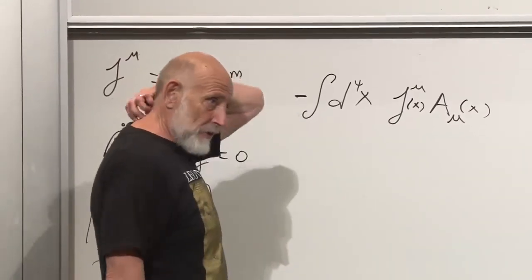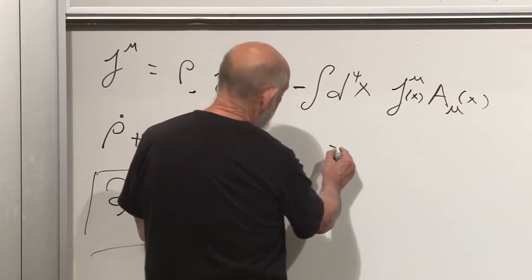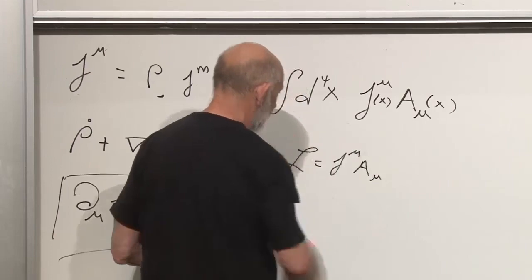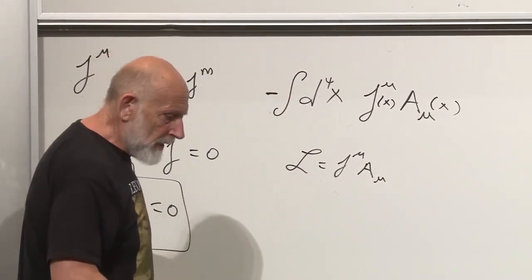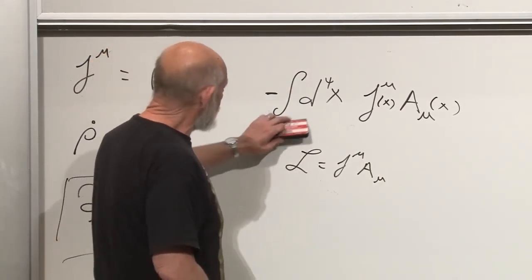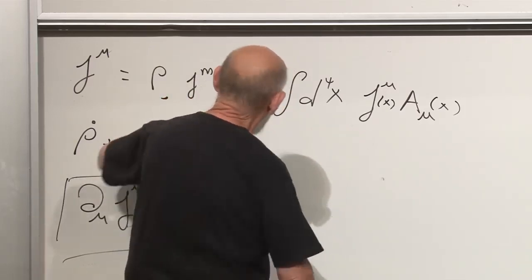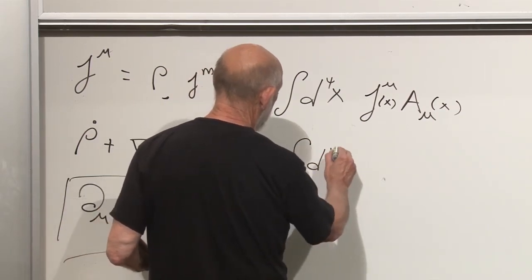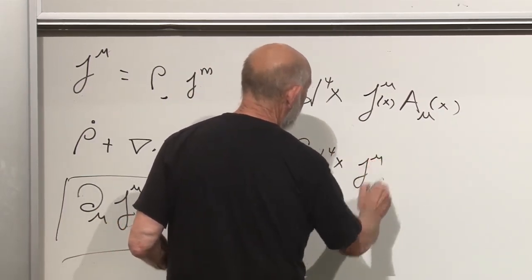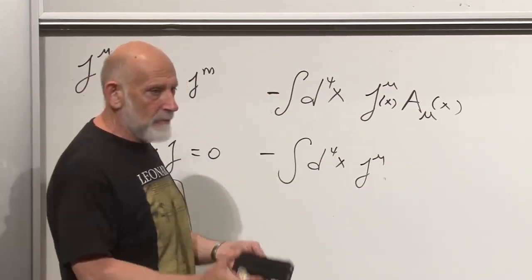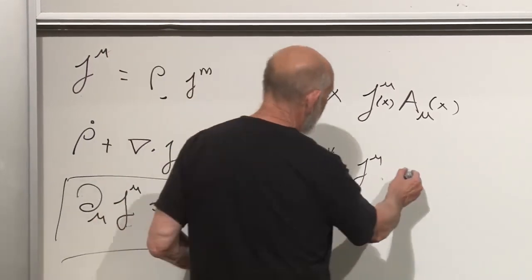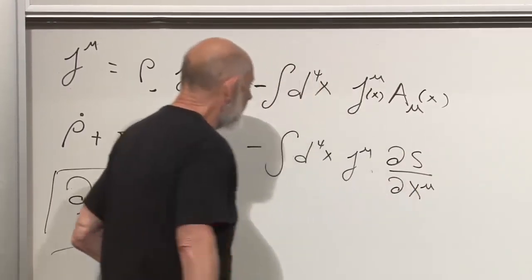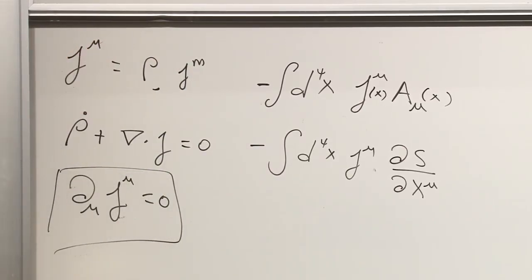The Lagrangian here, or this term in the Lagrangian, is j mu A mu. All right, let's do a gauge transformation. What happens to this? It goes to minus the same integral, d4x of j mu, and now we're adding to A mu. I'm going to add dS by dx mu. j mu dS, this is the change.